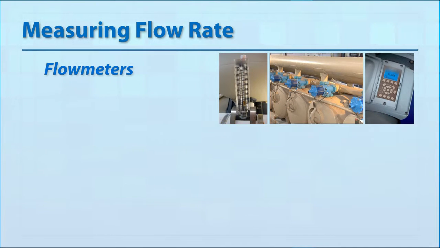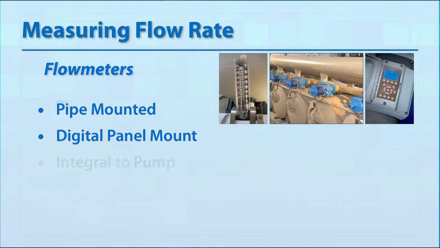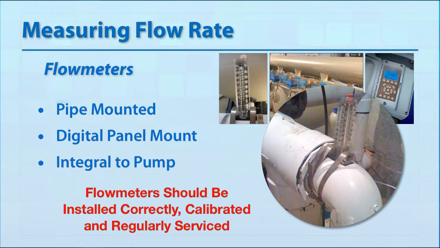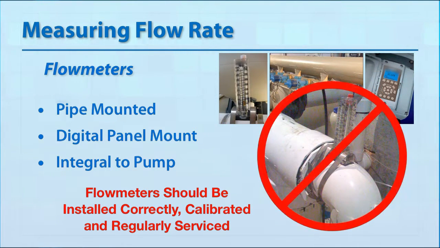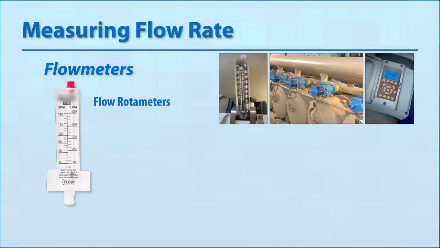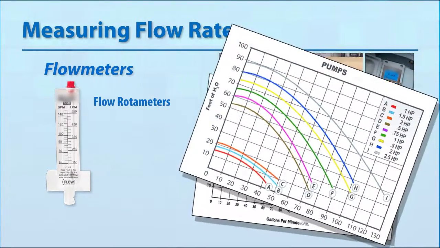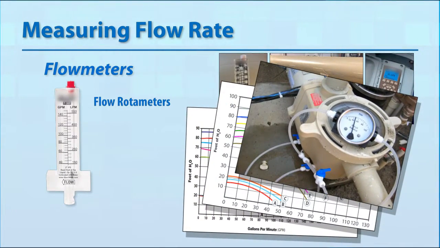Finally, let's turn to flow meters. There are many different types of flow meters: pipe mountable, digital, and even some built into the pump circuitry. But they must be installed correctly, serviced, and calibrated if you want to rely on them for safety. Using a flow meter combined with TDH measurement and a pump curve can give you an idea of whether one or the other is reading accurately. Generally, they should predict flow within 10 to 15% of each other.